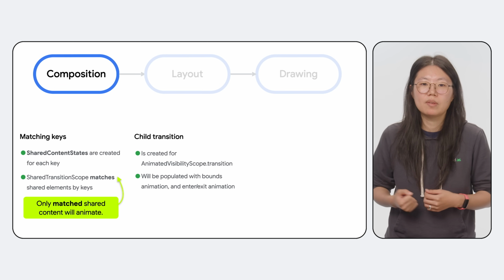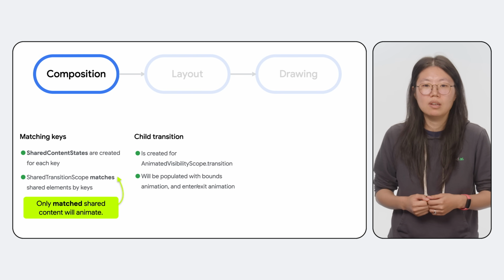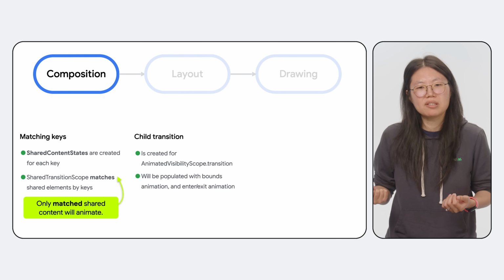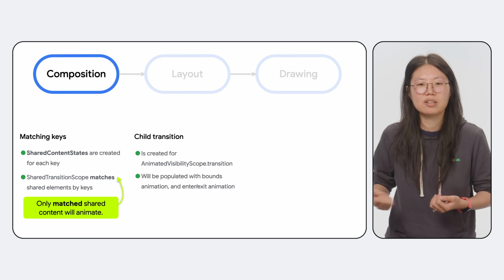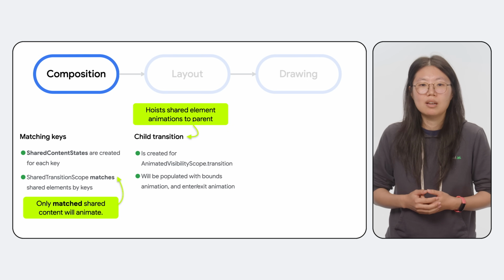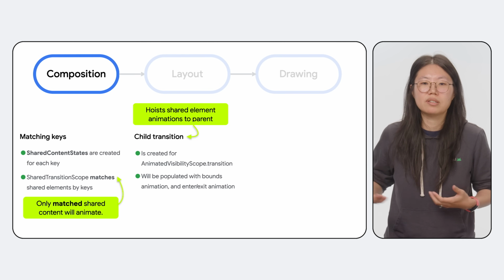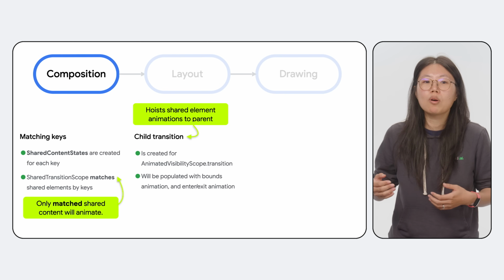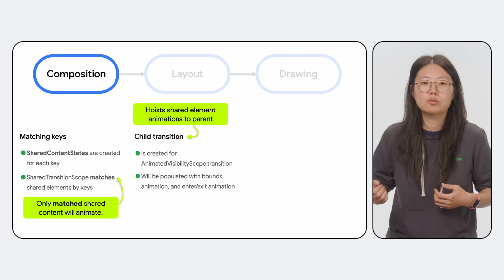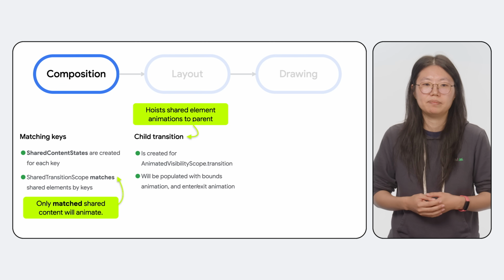More specifically, these animations are inter-exit transitions and bounds animations. You might wonder why these animations need to be put in a child transition as opposed to being standalone animations such as animatables. By putting these animations in a child transition, we effectively hoist them into the parent. Therefore, we enable the parent transition to control the progress of shared elements.